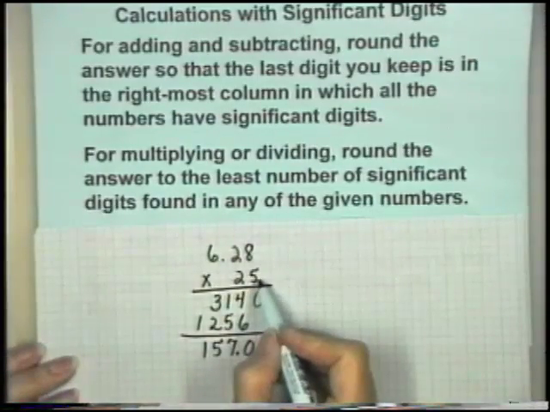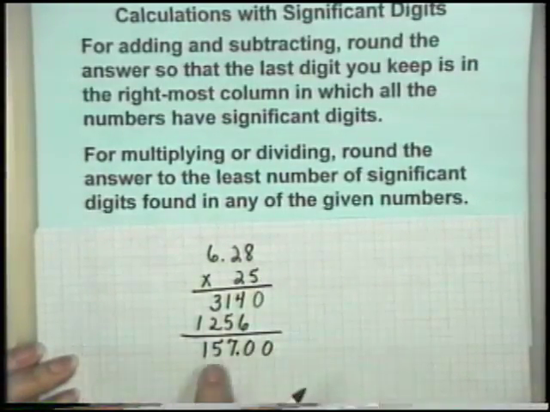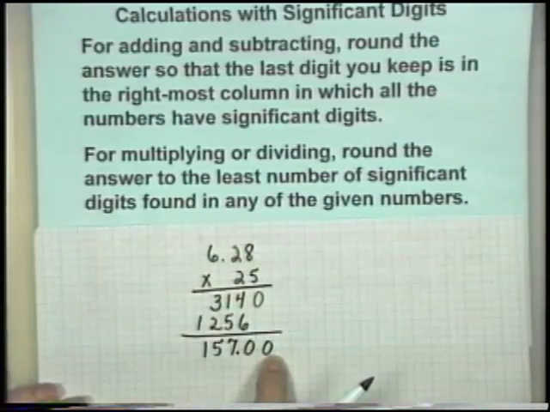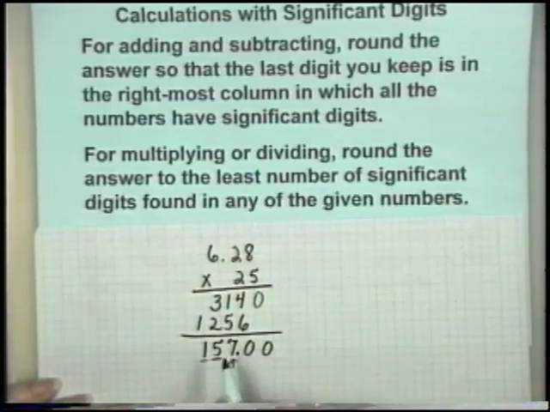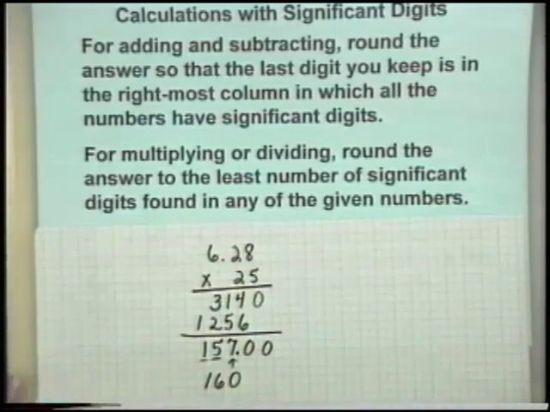So since this one only has 2 significant digits, that tells us we want to round this to 2 significant digits. Well, the 2 significant digits would be hundreds place and tens place. So we look at the 7. Since it is a 7, that tells us to add 1 to the tens place. So our answer here would be 160.